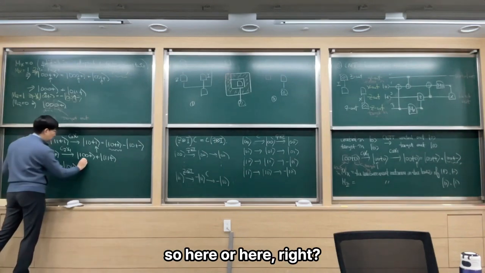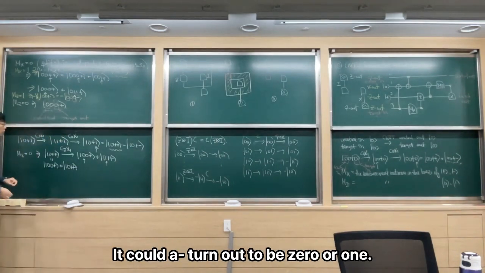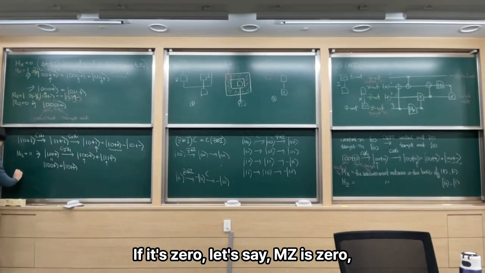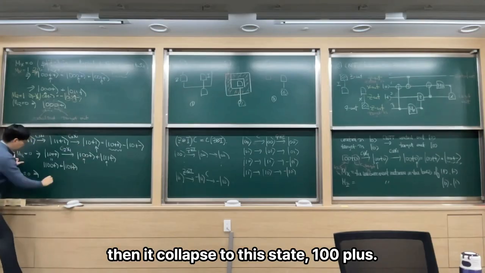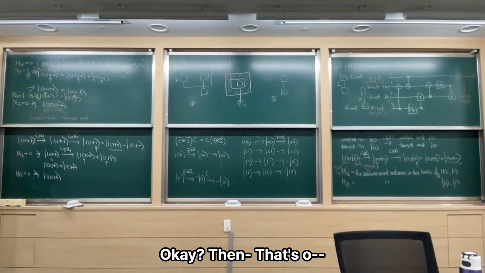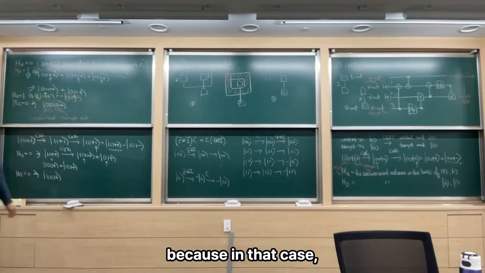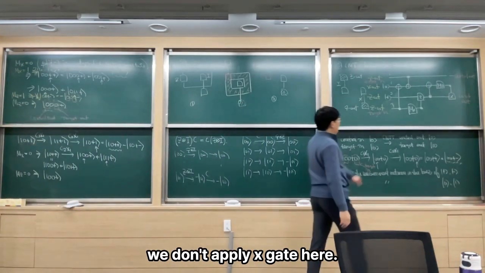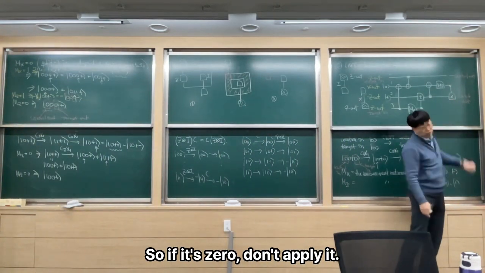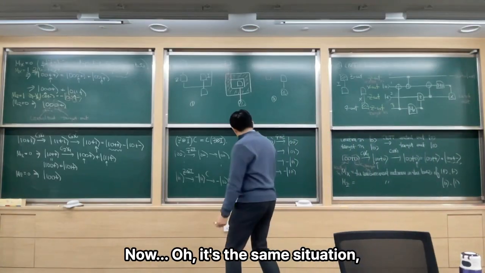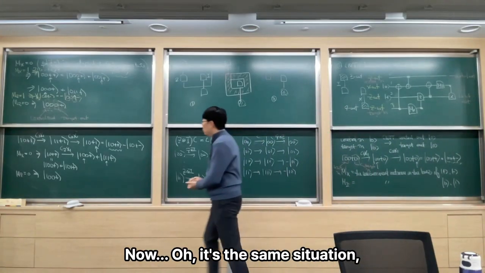So here or here, right? It could turn out to be 0 or 1. If it's 0, let's say MZ is 0, then it's collapsed to this state, 1, 0, 0, plus. Okay? Then that's over, because in that case we don't apply the X gate here. So if it's 0, don't apply it.